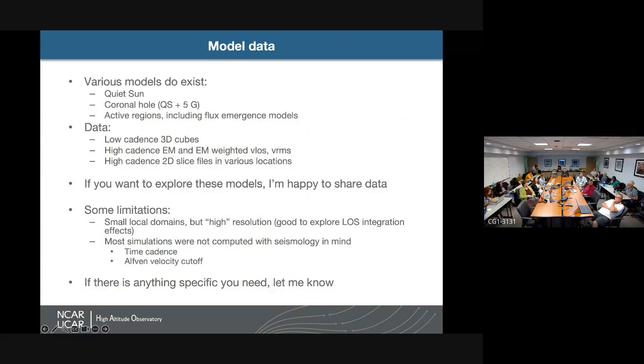And they have this Alfvén velocity cutoff. I would have to check carefully if that is limiting. It wouldn't be too difficult to just rerun some of these models and set this cutoff at a high enough level where it wouldn't impact anything. And yeah, I'm also open to suggestions. If there's anything specific you need, let me know. And if we do some new simulations in the future, I could try to accommodate that to the degree it's possible.